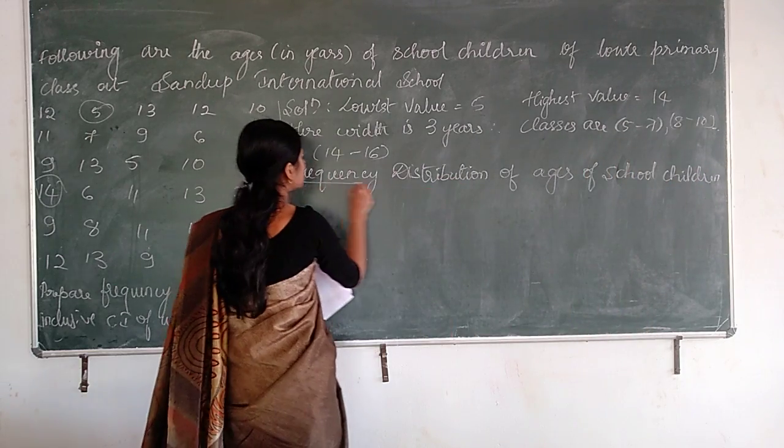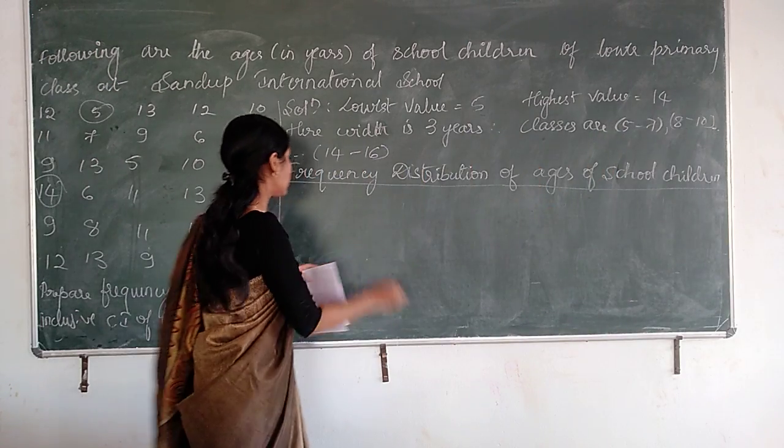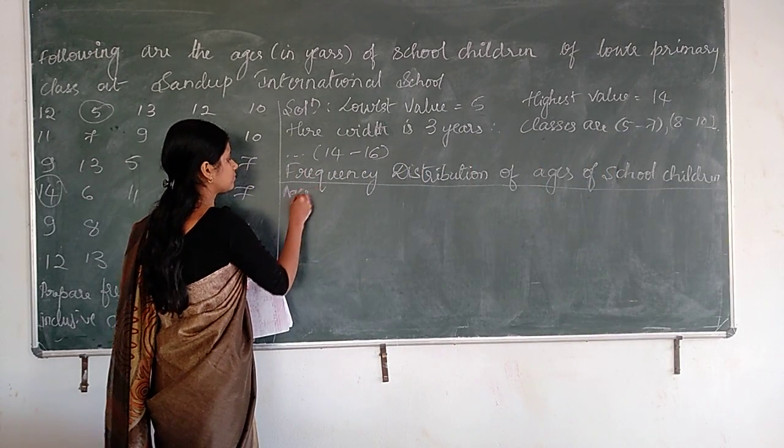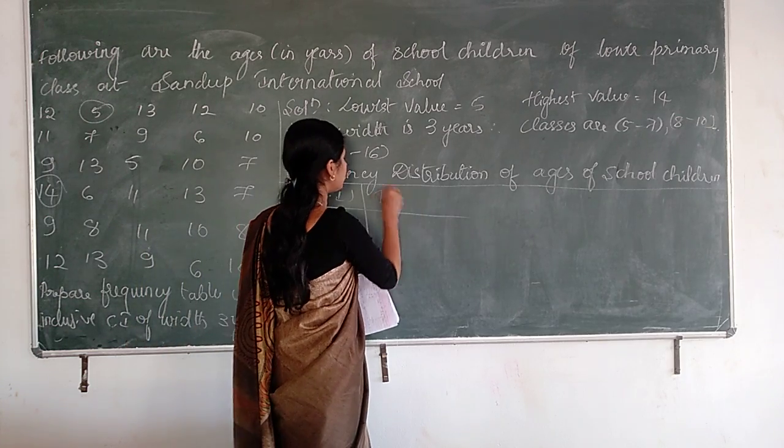Now, the first column will be class interval. Class interval is nothing but ages. Second column is tally.